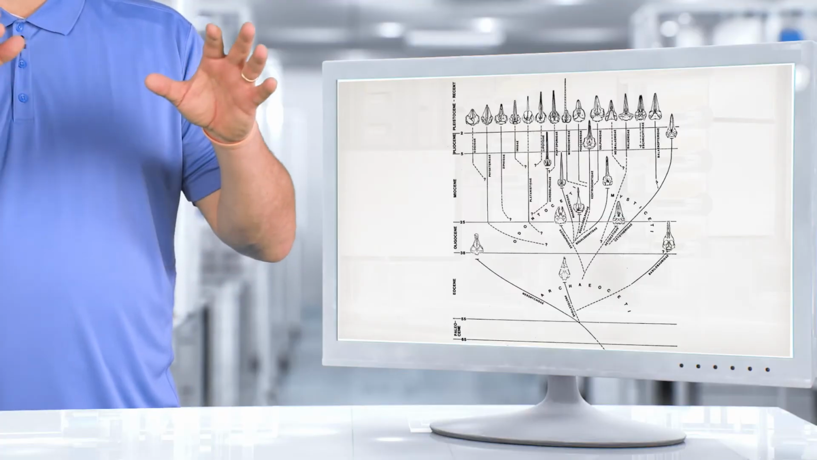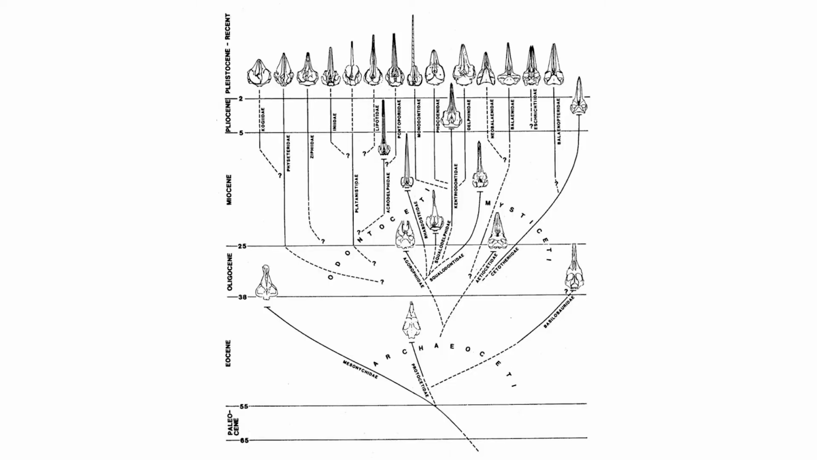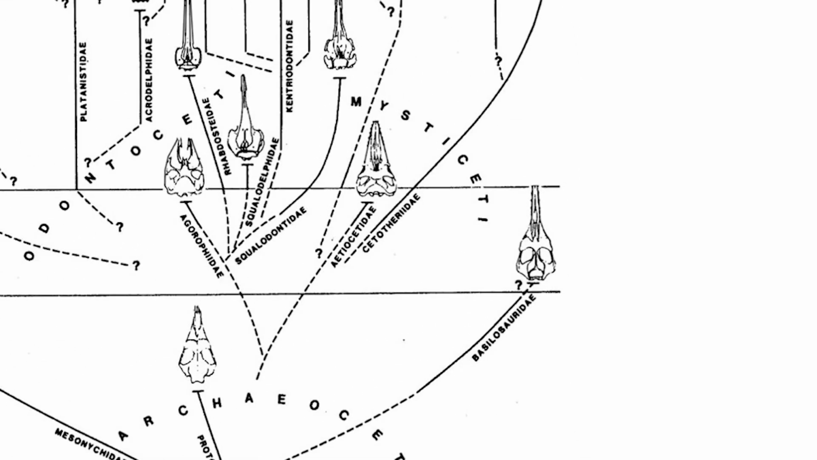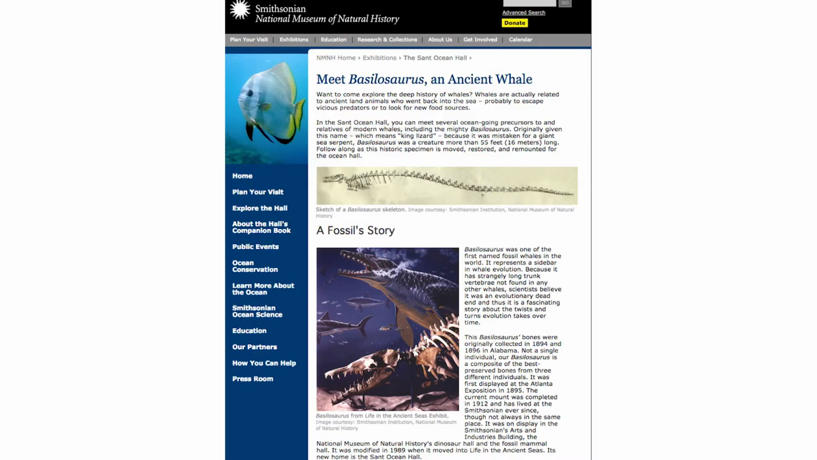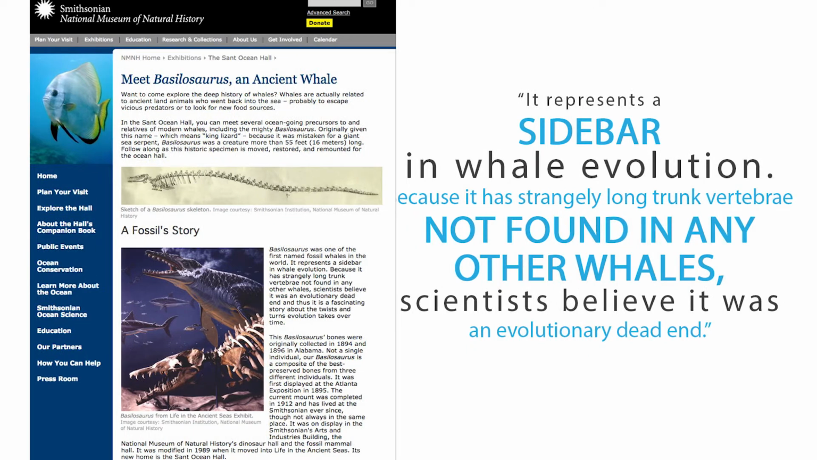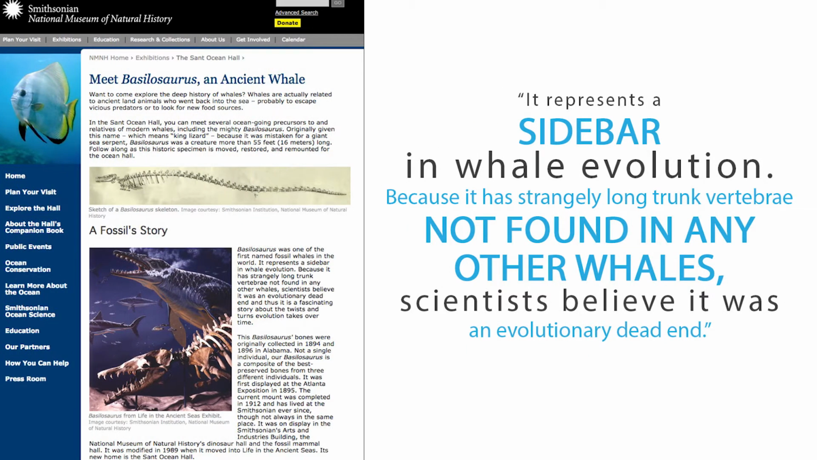Please notice where the basilosaurs are placed. They are off to the side, not linked to whales at all. They're an evolutionary dead end. Second is a quote from Dr. Gingrich, who's an expert in whale evolution. Let me give you one more quote. If it didn't give rise to later whales and is an evolutionary dead end, it is not an evolutionary ancestor.